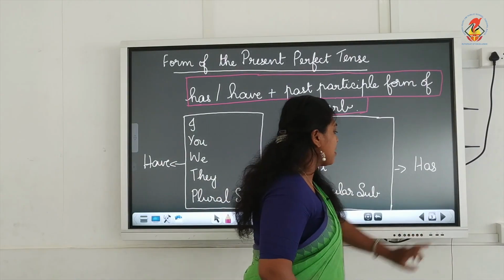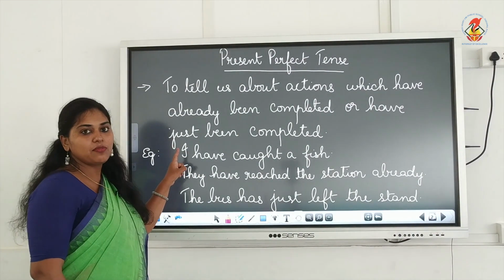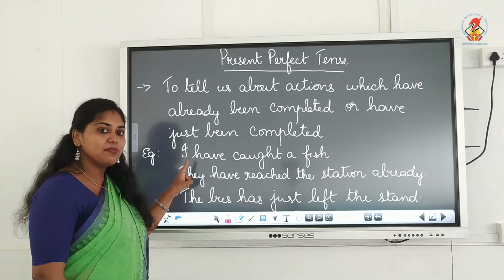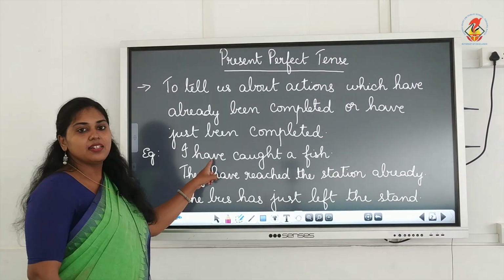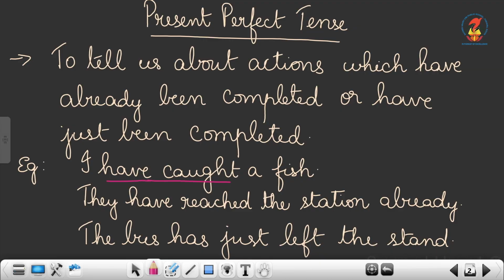Let's look at the previous example to make it more clear. See here, I is the subject. What did I tell you? If I is the subject, we have to use have. See, that's why here it's written have caught, okay. Now look at the next sentence. They is the subject, right? So if they is the subject, then also we have to use have.